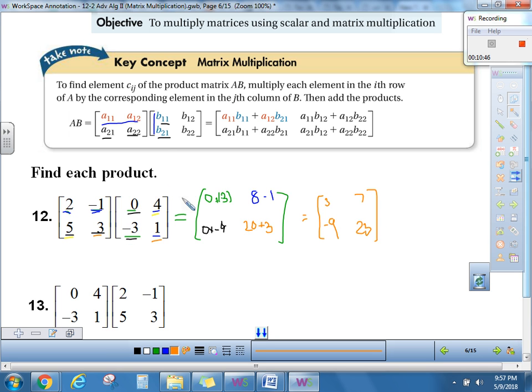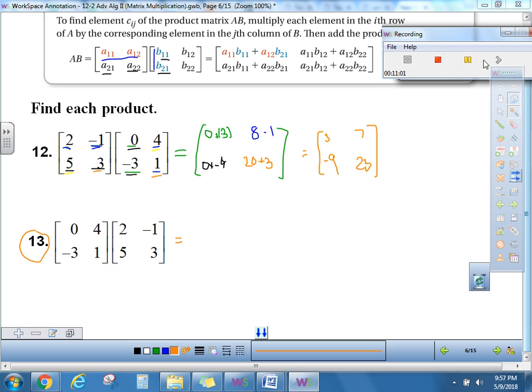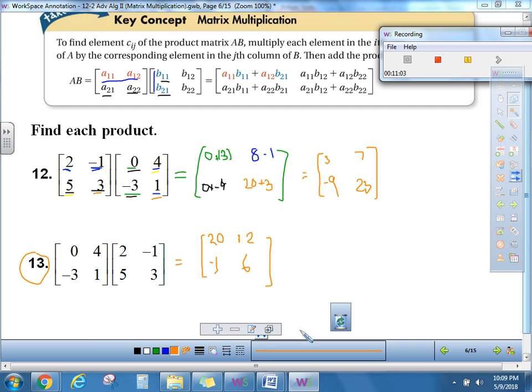So it's kind of a lot of moving pieces. It's a little bit to follow here. So I want you to pause me and give it a try for number 13. Give about a minute, minute and a half, and then push play and check your answer. Okay, time to check your answer.